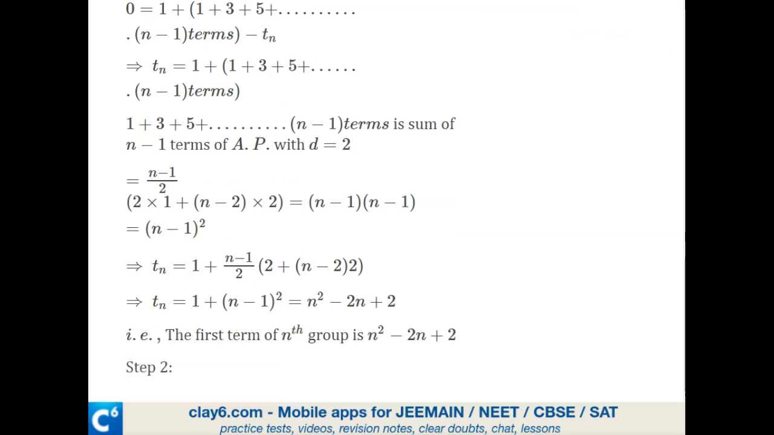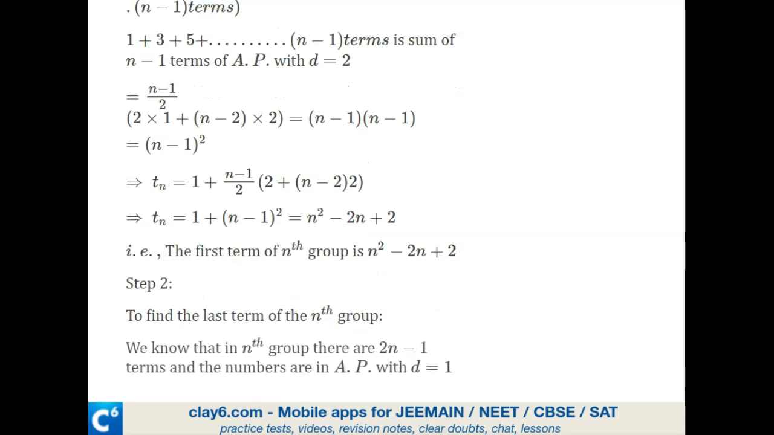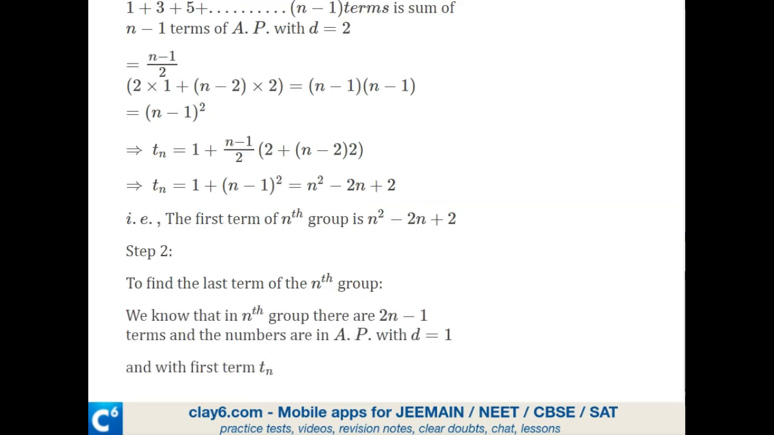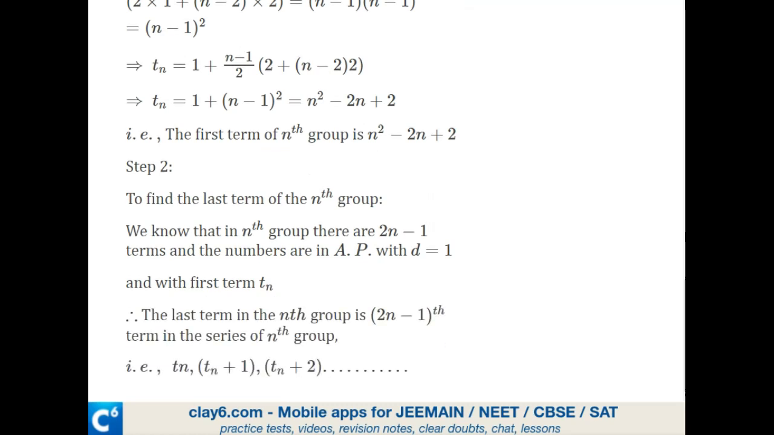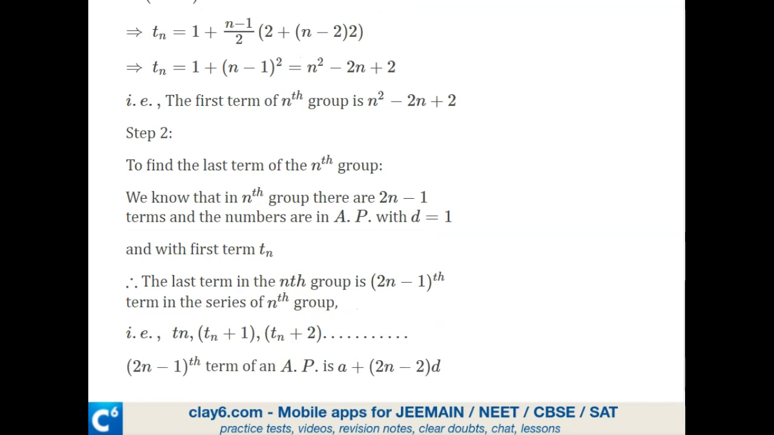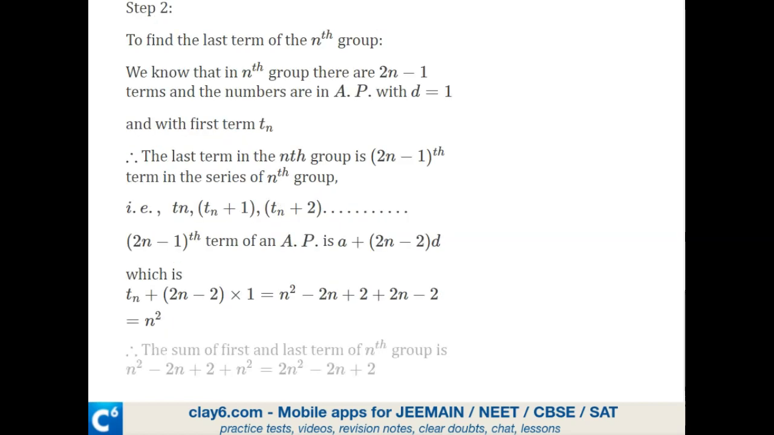Now it's simple, because there are going to be 2n minus 1 terms in the nth group. That we already figured out. The first term is n square minus 2n plus 2, and we know that the common difference is 1. Given all this, we can figure out the last term now, using a simple formula, which is a plus n minus 1 d. In this case, n is 2n minus 1. So a we know already is n square minus 2n plus 2, plus 2n minus 2 times 1. That we simplified and we get it as n square.